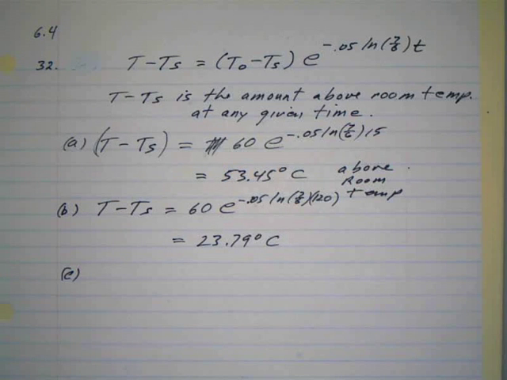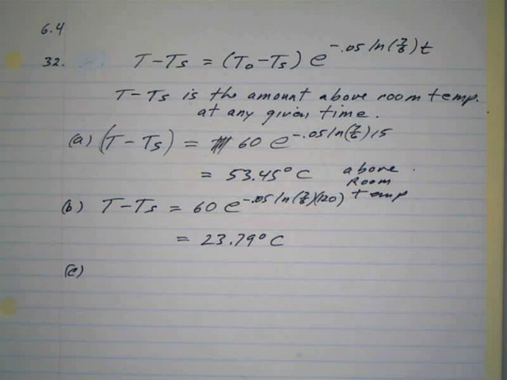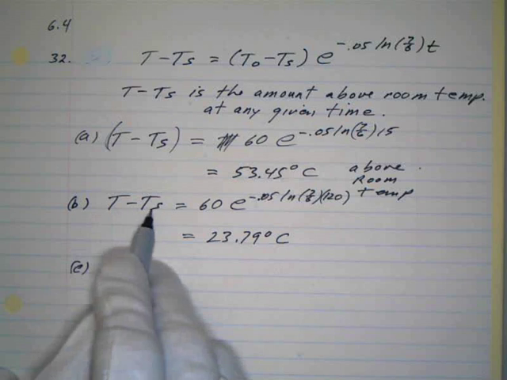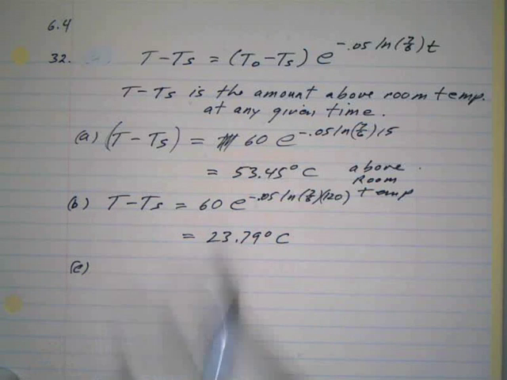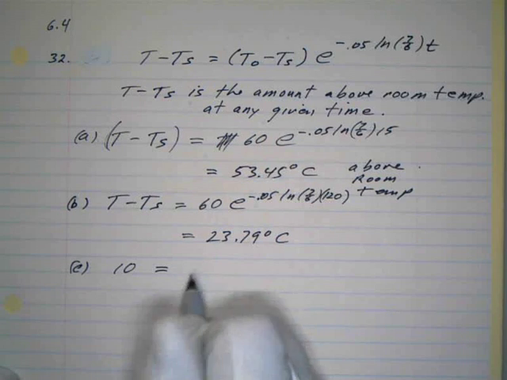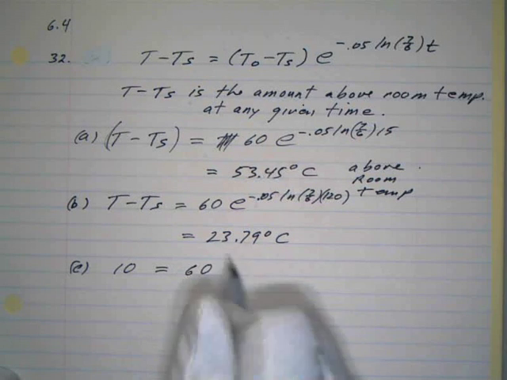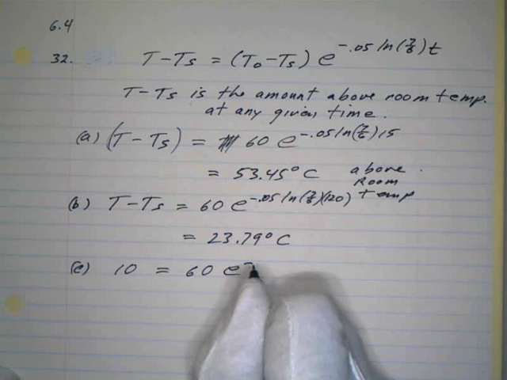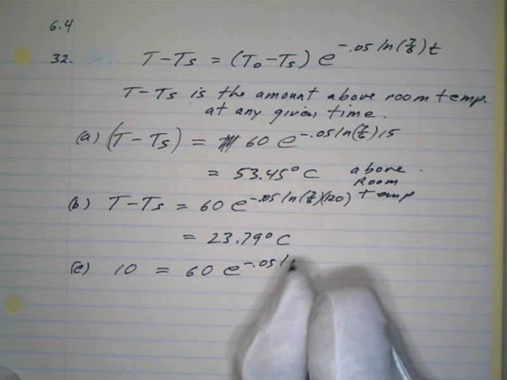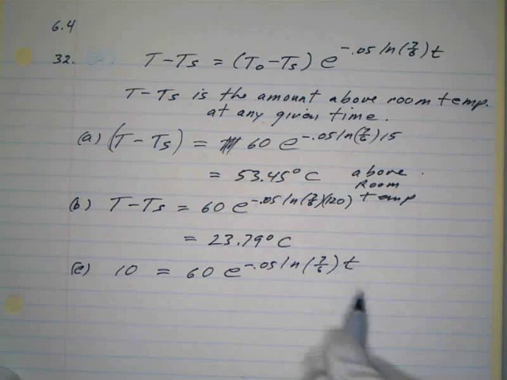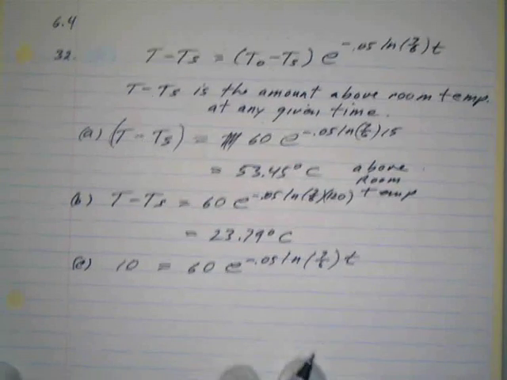When will the silver be 10 degrees above the room temperature? All right, so now what that means is this temperature of the silver minus the temperature of the room will be just 10 degrees, so I just could put 10 in there for that, and that's going to be equal to 60 E to this negative 0.05 natural log of 7 over 6 T, and now we're going to be looking for the T, so we're going to have to do a little bit more work on this one.